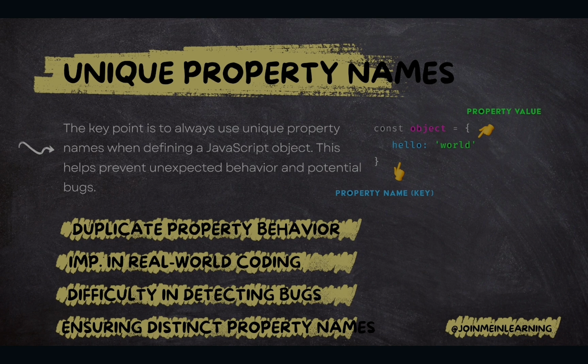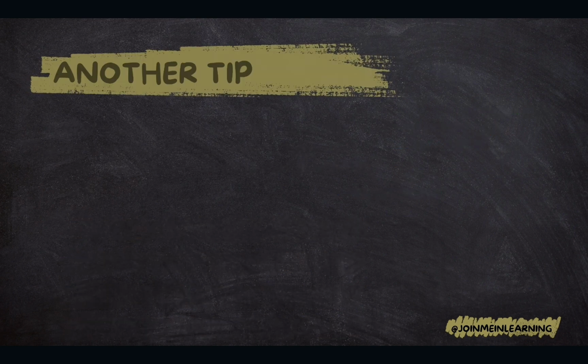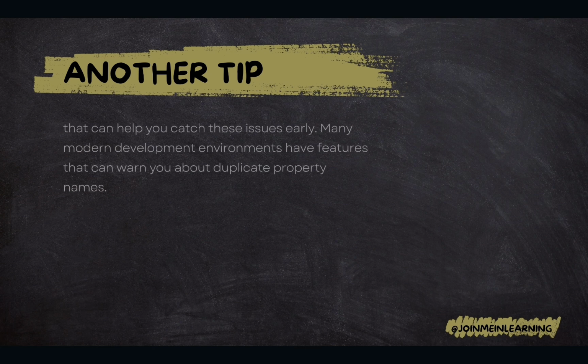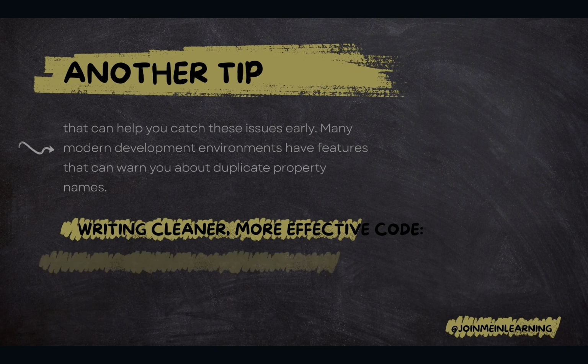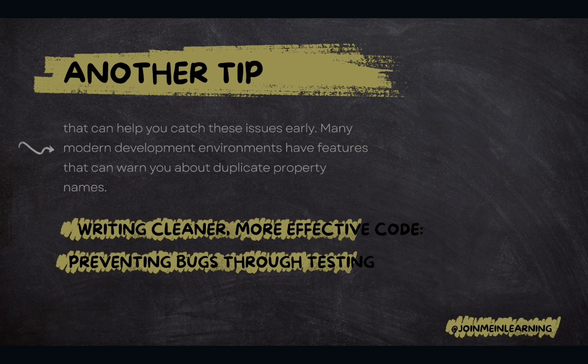Another tip is to use tools and linters that can help you catch these issues early. Many modern development environments have features that can warn you about duplicate property names. Understanding these little nuances in JavaScript can really help you write cleaner, more effective code. It's all about paying attention to the details and being mindful of how you structure your objects. Always test and verify your objects to make sure they contain the expected properties and values.